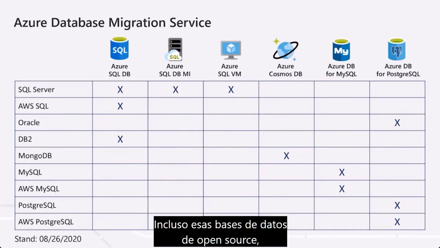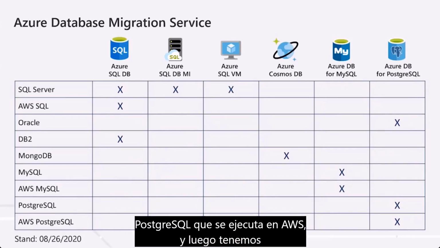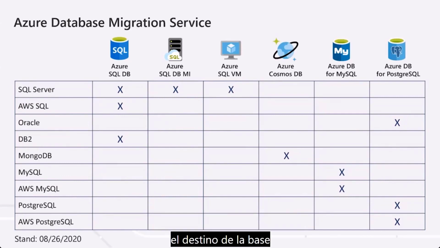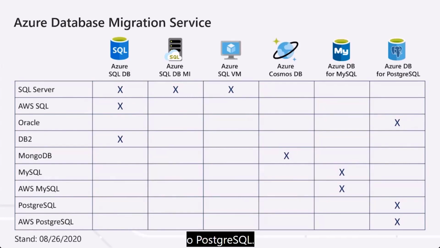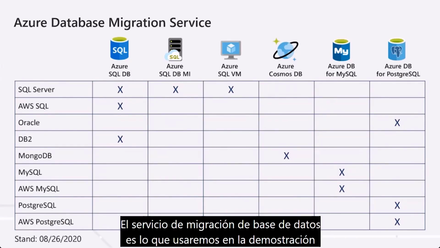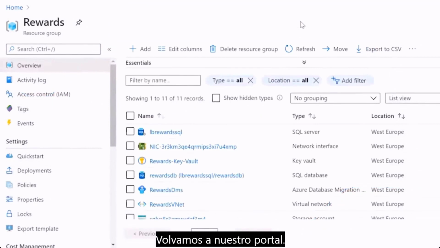And even those open source databases, MySQL running in AWS, PostgreSQL running in AWS, and then we have after that the target for the corresponding Azure database, for example, MySQL or PostgreSQL. All right, so the Database Migration Service is what we are going to use in the demo to do the migration. So let's go back to our portal, all right?